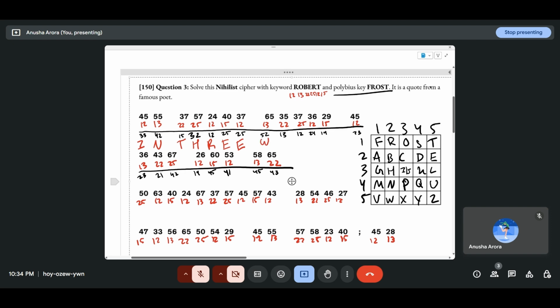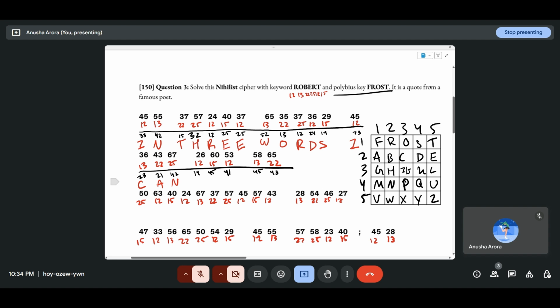52 is a W, 13 is an O, 12 is an R, 24 is a D, and 14 is an S. 33, I think, again, the only one-letter word is I. 33, in three words, I. Then 23 is a C, 21 is an A, and 42 is an N, can. 14 is a S, 45 is a U, and 41 is an M. 45 is a U, and 43 is a P.